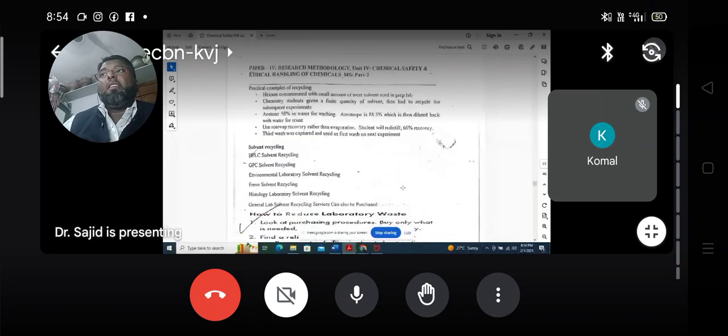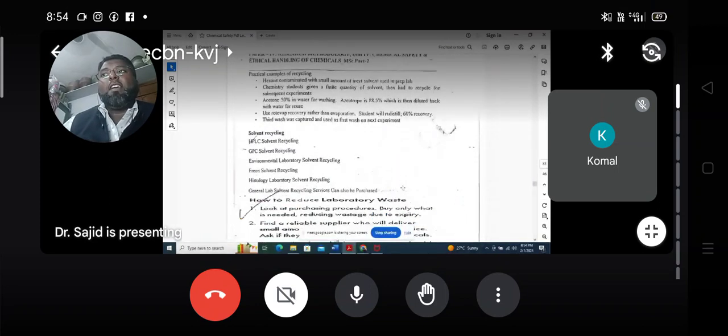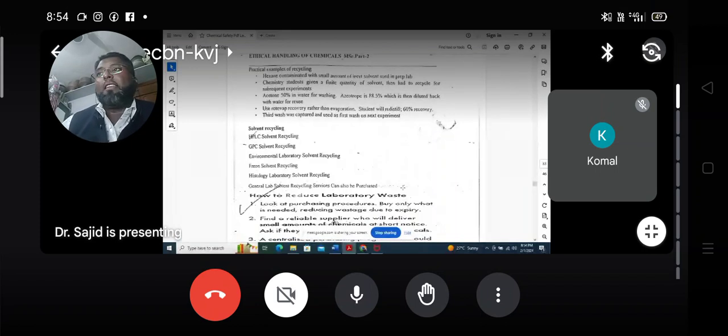Solvent recycling: HPLC is there, GPC is there, chromatography techniques are there that can recycle your compound.